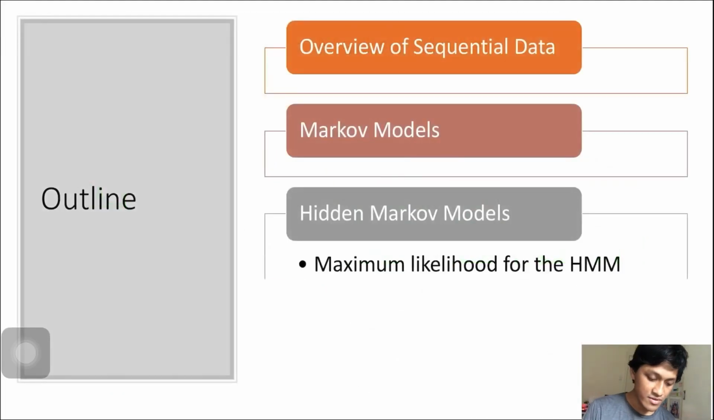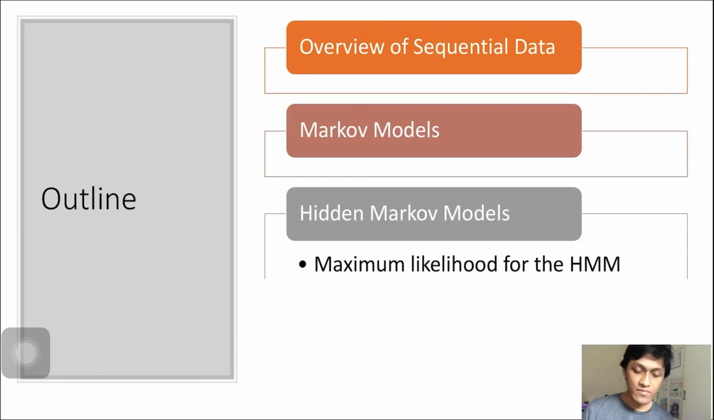Then comes the question, can we get the optimum parameter values for the HMM? To get that, we have 3 approaches. The first is maximum likelihood for the HMM, the other is forward-backward, and the last is the sum-product algorithm. But now we are talking about the maximum likelihood for the HMM.